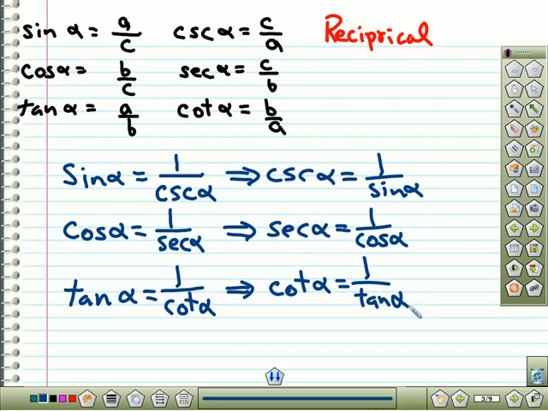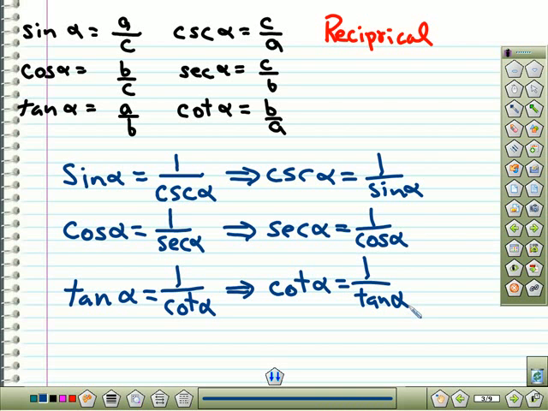Okay? Any questions about that? This is what follows immediately from these definitions, and that's what we want to take note of. Trig is like that. In math in general, you're given certain definitions, certain foundational knowledge, and then you say, okay, what's implied from that? Well, what's implied from these definitions is the reciprocal.